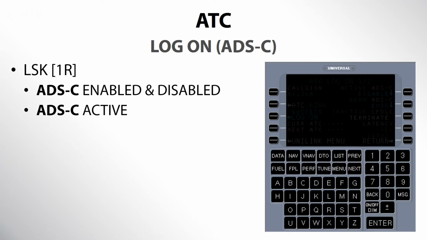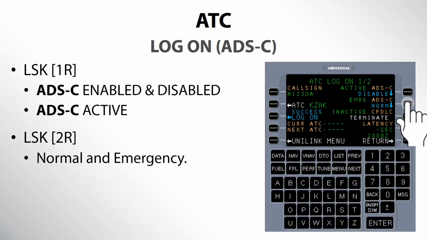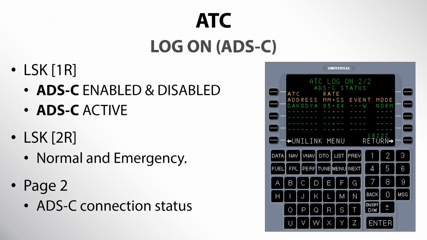Active is displayed while any ADS-C contract is in effect. Pressing line select key 2 right toggles the ADS-C application mode between normal and emergency. This will also change the ADS-C mode on the ATC emergency page and vice versa. Pressing the next key will take you to page 2, where the status of each ADS-C connection is displayed. In the event of an ADS-C connection failure, a NOCOM advisory is produced on the Unilink page of the FMS CDU.